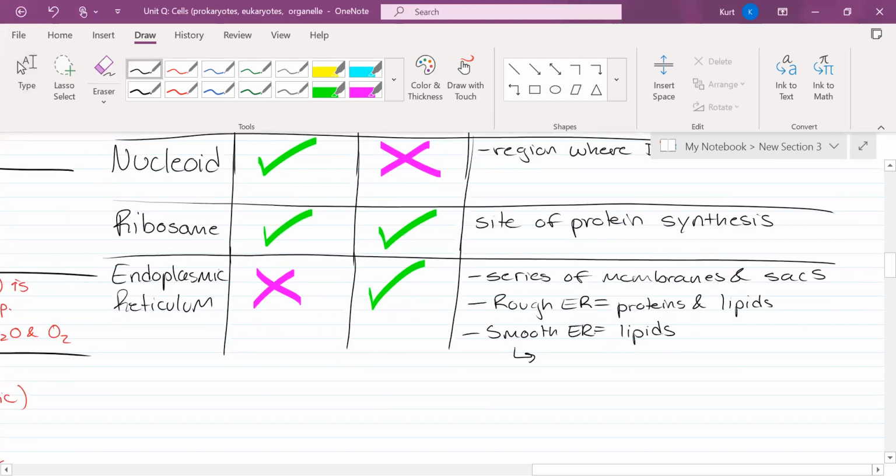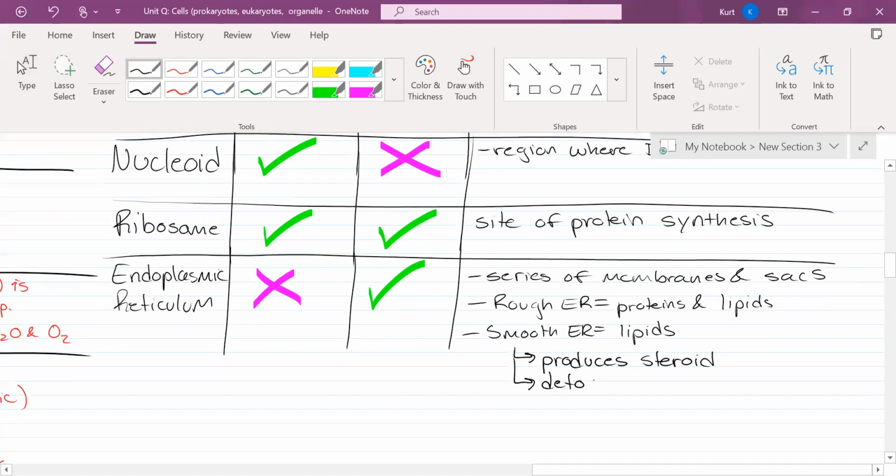This is responsible for producing hormones, like steroids. Steroids are lipid-based hormones. Testosterone, for example. And they help to detoxify.